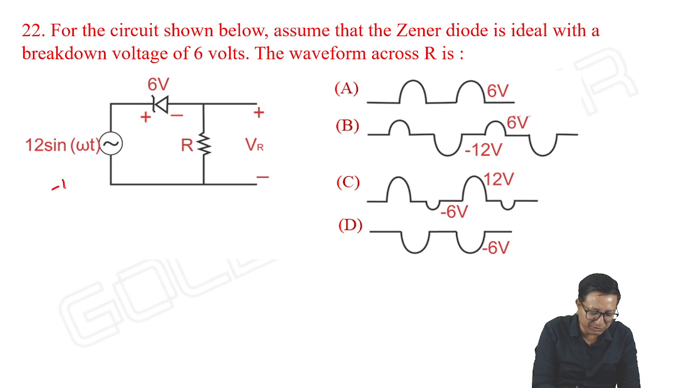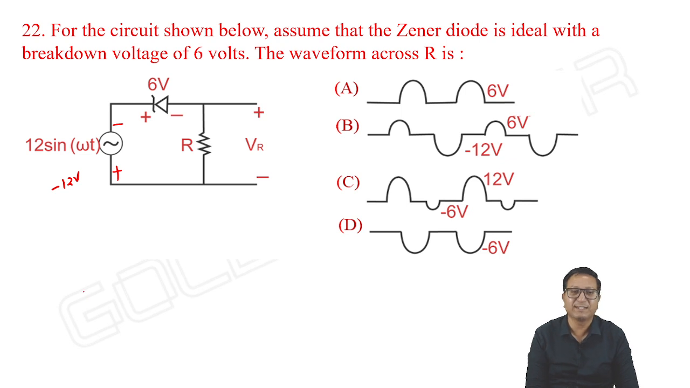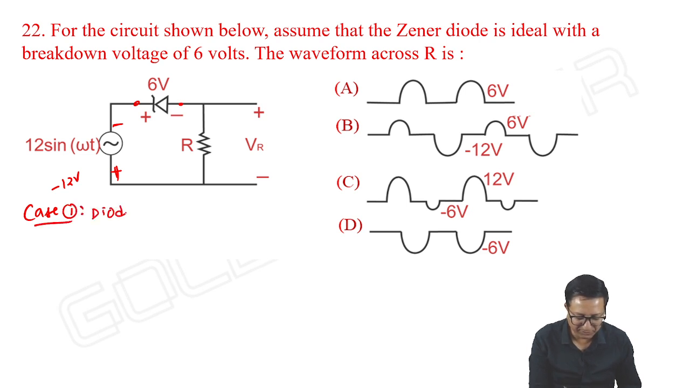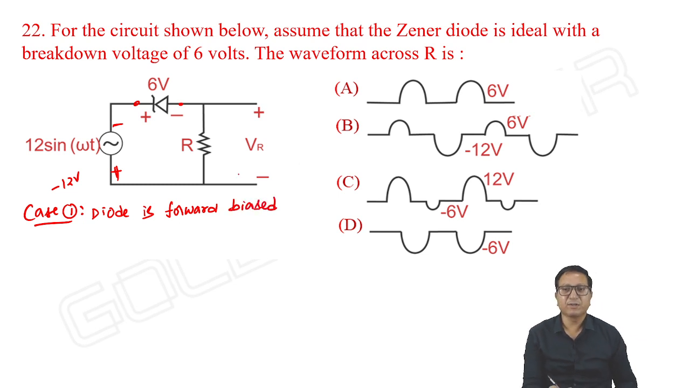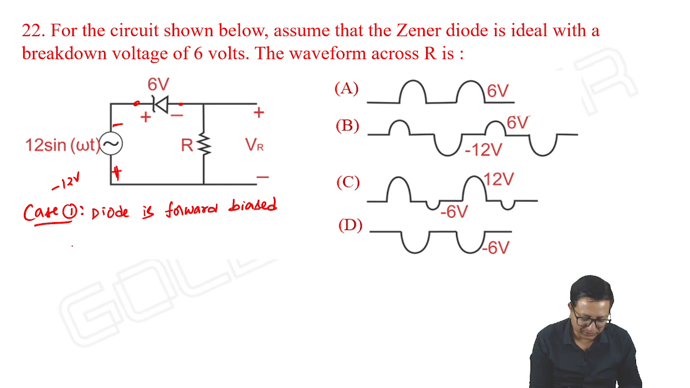Okay, the input is at its negative peak of minus 12 volts. Then what happens to the generator? Minus 12 means it is like connecting a negative source to the circuit. Then the cathode is connected to the negative terminal and the anode is going towards the positive terminal. The diode is forward biased and simply acts as a short circuit. Okay, so case 1, the diode is on or forward biased. If the diode is forward biased, then it acts as a short circuit.